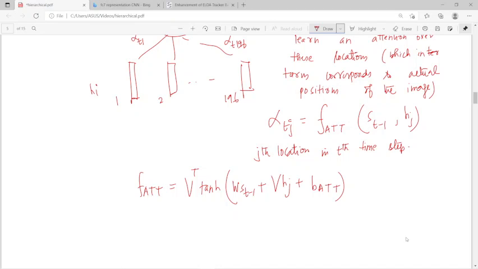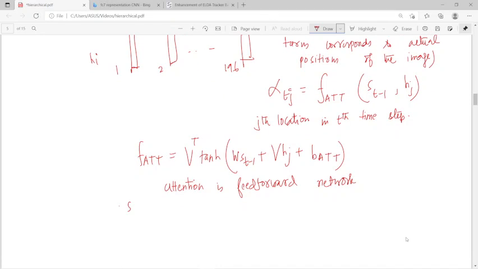So that attention is a feed forward network. This particular attention is nothing but a feed forward network. And so attention over images is not very different from attention over sequences. That is the same. So you can conclude that attention over images is not very different from attention over sequences.